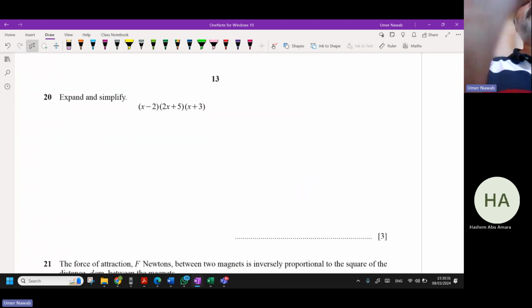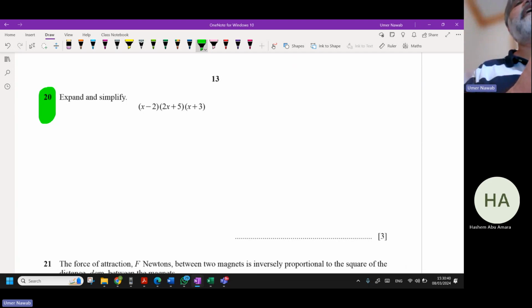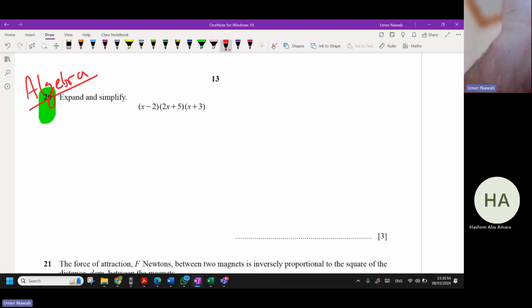Now, question number 10 is totally an algebra question, and three linear factors are multiplying. So you cannot do the multiplication all at the same time. You have to do the two brackets first, multiply, then once you get your final answer, that answer should be multiplied with the third one. So let me do this question. This is an algebra question, and it is related to expansion.